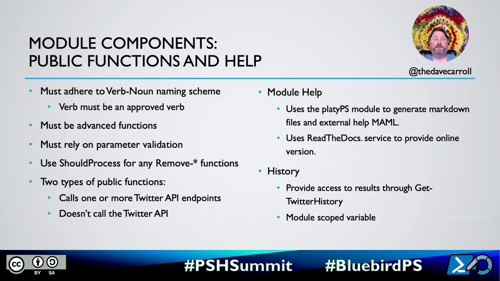So let's look at the module components: the public functions and help. I wanted the functions to adhere to the verb-noun naming scheme, and the verb must be an approved verb. They must be advanced functions, so the cmdlet binding needs to be there. They must rely on parameter validation and use ShouldProcess for any remove functions. There are basically two types of functions: those that call one or more Twitter API endpoints and those that don't call any Twitter API at all.